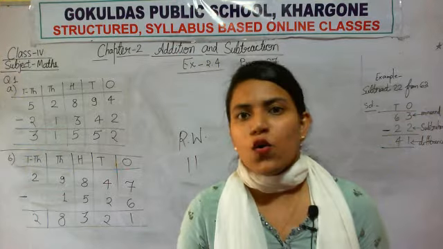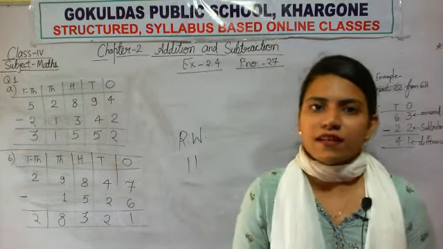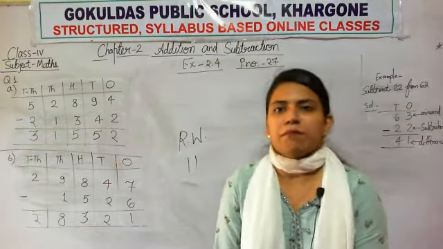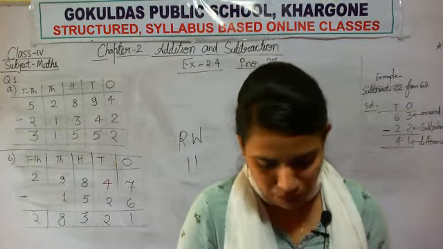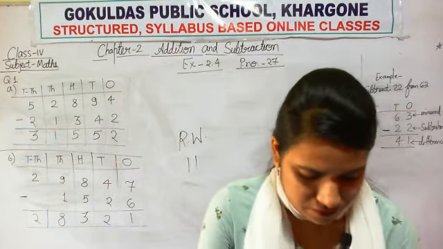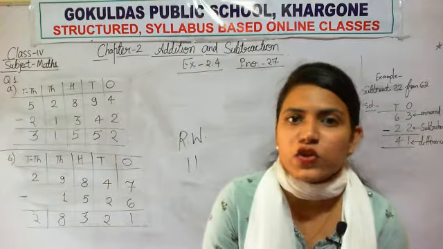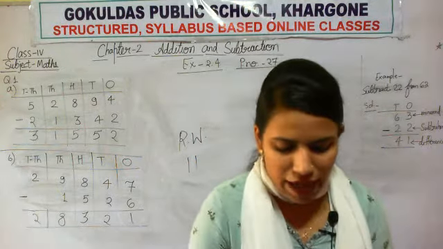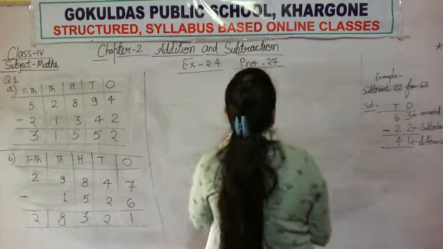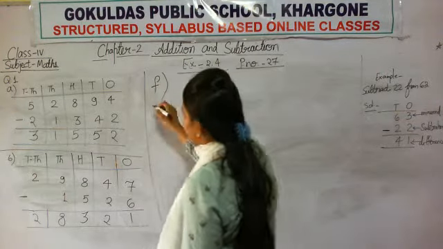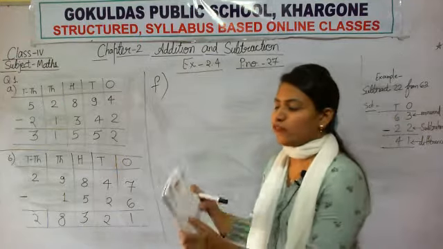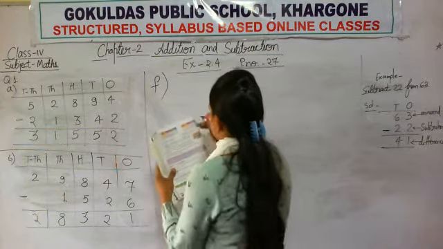I know that you can do subtraction very easily. You know it. So part C and part D you have to do by yourself. I know that part E also you can do. So I am doing part F of the question number 1 now. Now I am doing part F for you. C, D, E, do it by yourself after the video lecture.